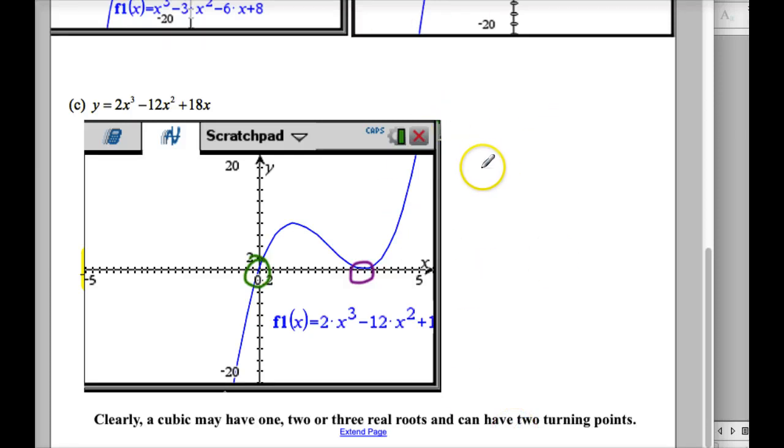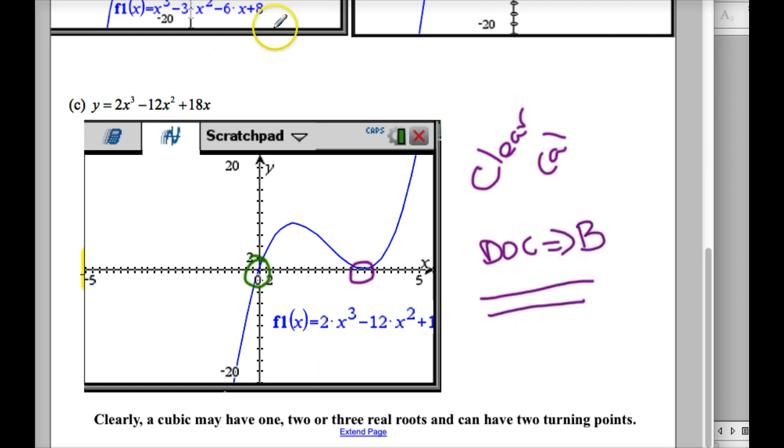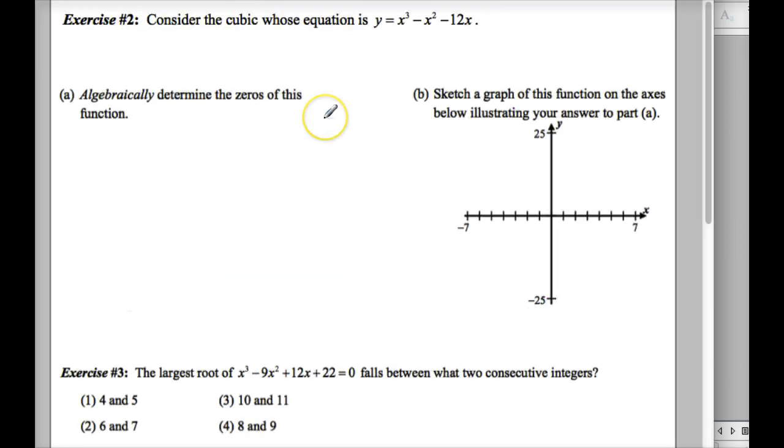Just a quick reminder, how do you clear your calculator? To clear your calculator, we're going to go to Document, DOC, and the letter B. If you're not sure, again, if you don't know how to enter this, please pause the video and come see me directly.